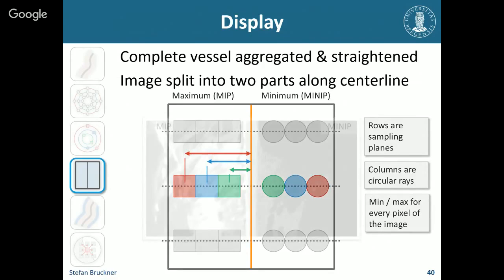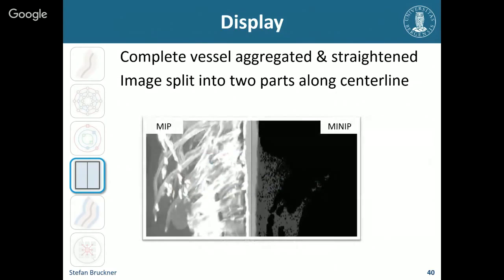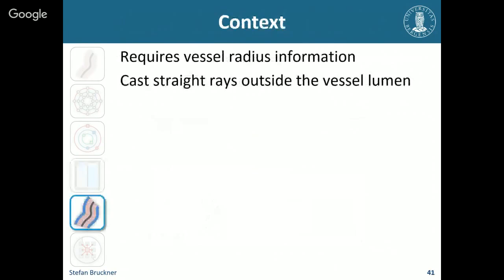And the resulting image will look like this, and I'll talk a bit more on one of the next slides about why the minimum also makes sense. Of course, within the blood vessel we get a very good view of the lumen, but the further we go away from the center line, the more difficult these images become to interpret. So what we can also do is split between a region that contains the blood vessel itself and a context region.